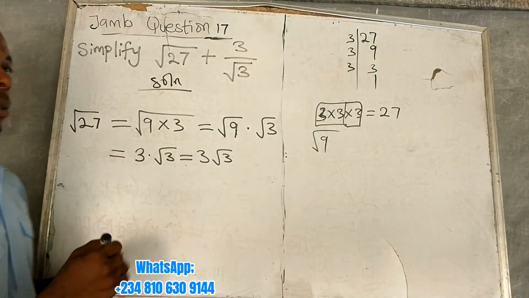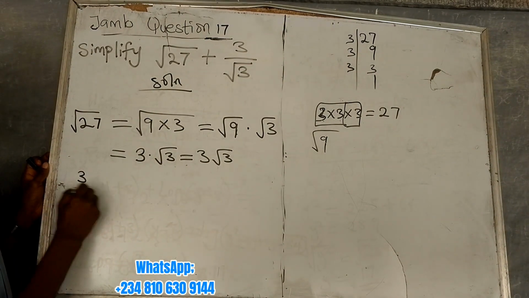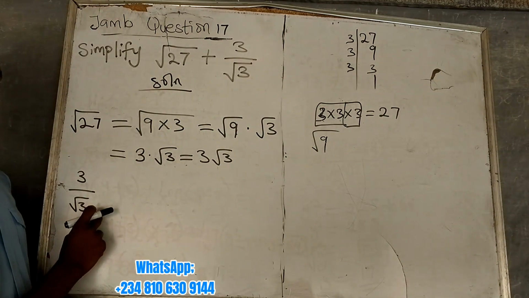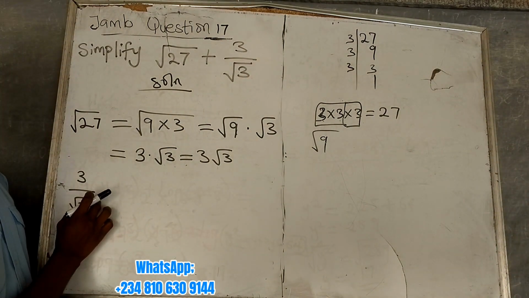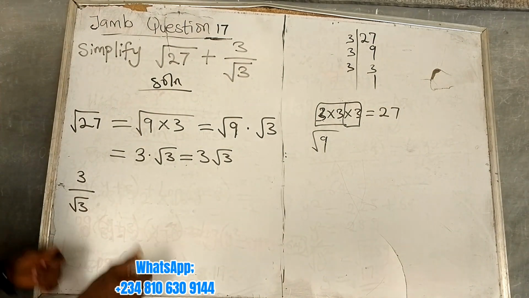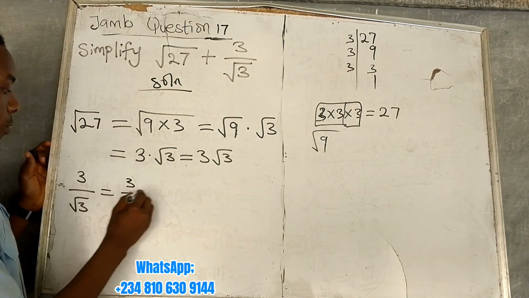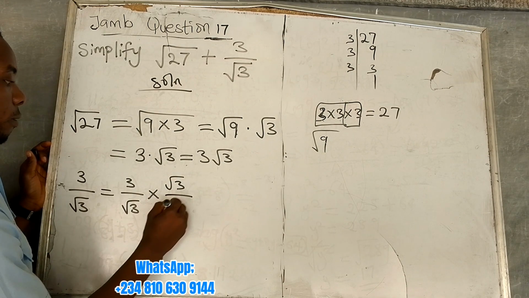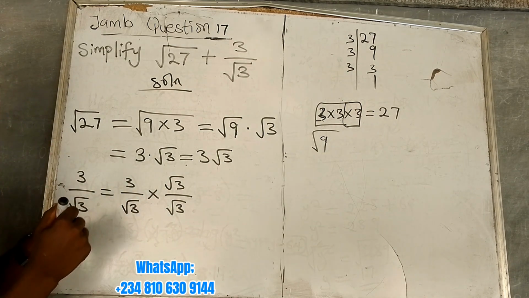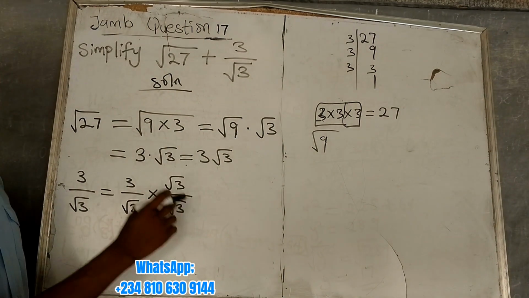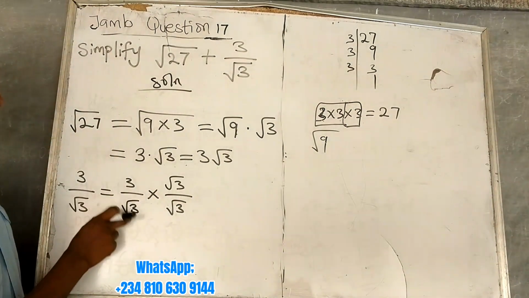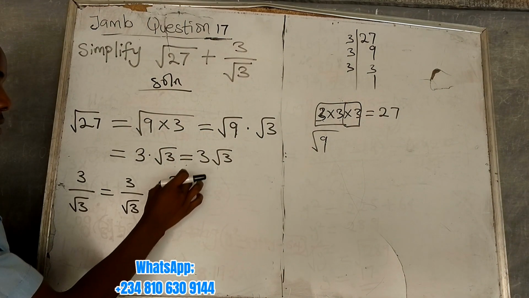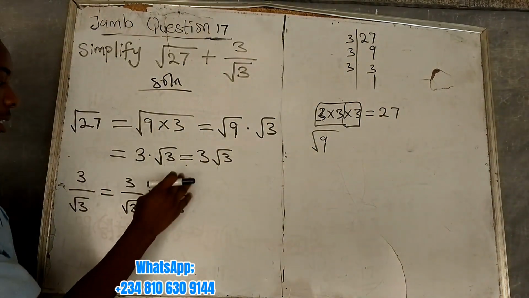Then for the next one, which is 3 over root 3, you multiply the numerator and the denominator by this root 3. You multiply them, so it will be equal to 3 over root 3 times root 3 over root 3. Now, root 3 over root 3 is still 1. So 1 times this is still this number. So nothing has been changed here. We just multiply the numerator and the denominator by the same number.